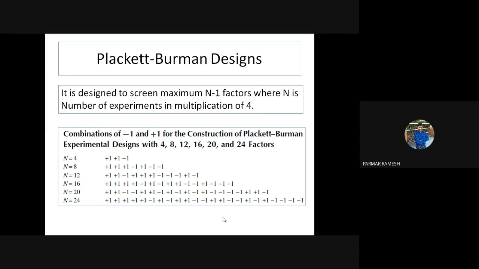In n equal to 4, plus 1 occurs 2 times and minus 1 only once. Here, plus 1 is 4 times and minus 1 is only thrice.